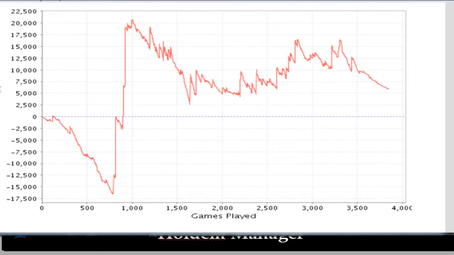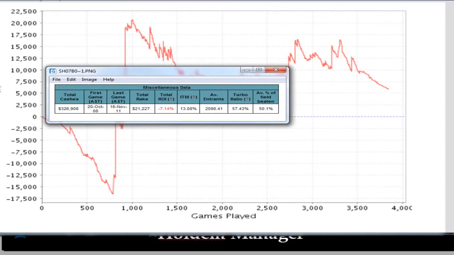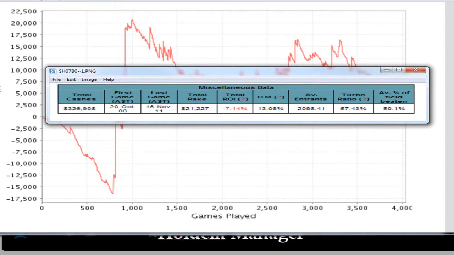I can also assume by looking at this that this player, because of the big variance that he's seen in turbo MTTs, contrary to the steady profit he makes in 180 player Seed and Goes, he's going to be playing big field MTTs where variance is huge. Let's see his miscellaneous data. Yes, there we go. Average entrants on his scheduled tournaments, over 2,000 players.